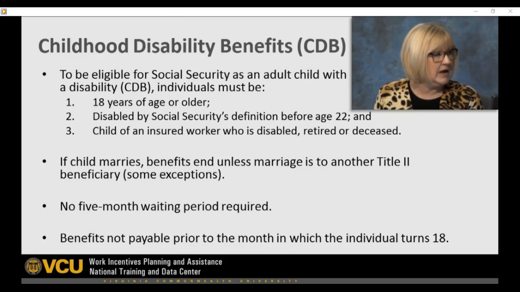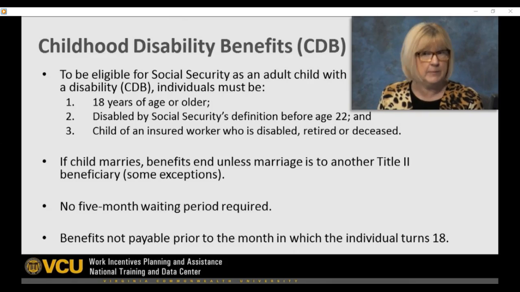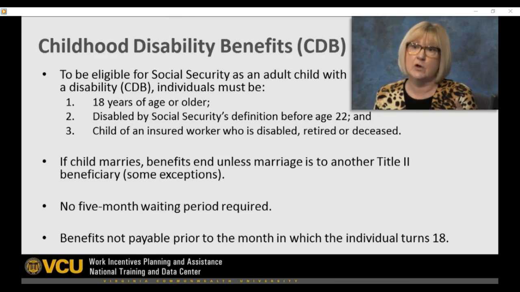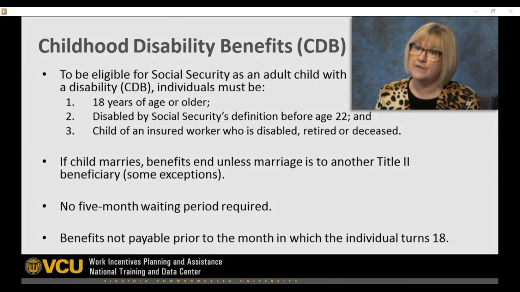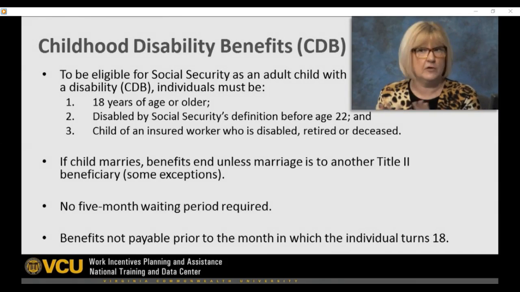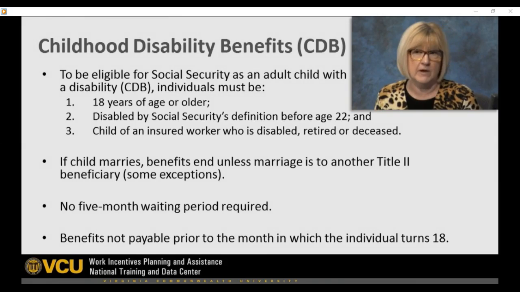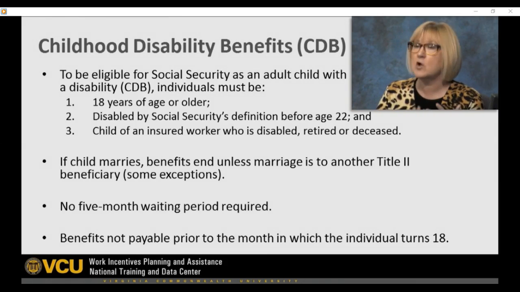But certainly something to be aware of. Now, one of the cool things about CDB is there's no 5-month waiting period. So I can go and apply, I'm 18, and if I'm found eligible, then the benefits can be payable to me from the month of application forward, assuming that I apply when I'm 18. Okay, that's nice, right? No 5-month waiting period. And benefits are not payable at all prior to the month in which a beneficiary turns 18. So it's just something to be aware of. I know it's called Childhood Disability Benefits.